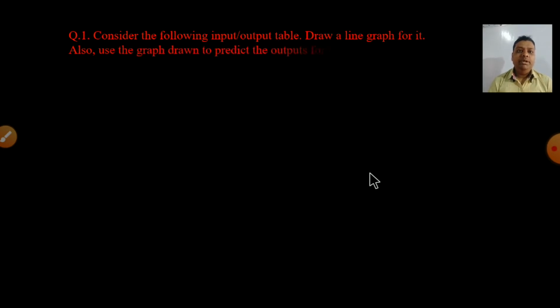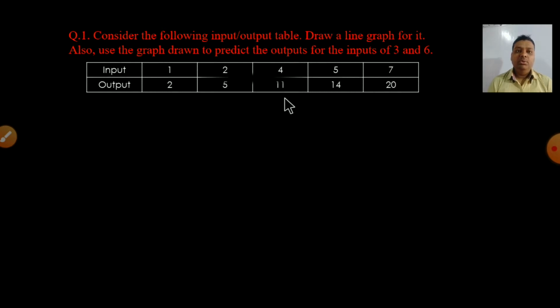Here is the first question, because this chapter is all based on graphs. At first we have to see the question. Consider the following input output table. We have to draw a line graph for it and also use the graph drawn to predict the outputs for the inputs of 3 and 6. Because inputs 1, 2, 4, 5, 7 are given, we have to find the outputs for 3 and 6.